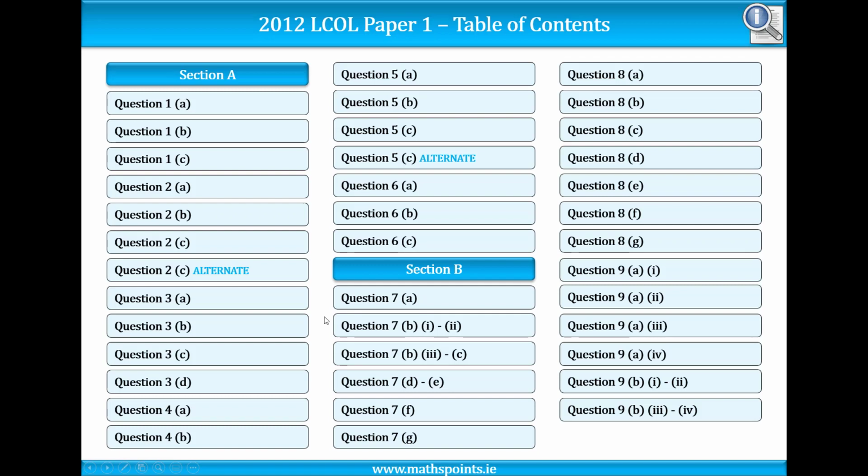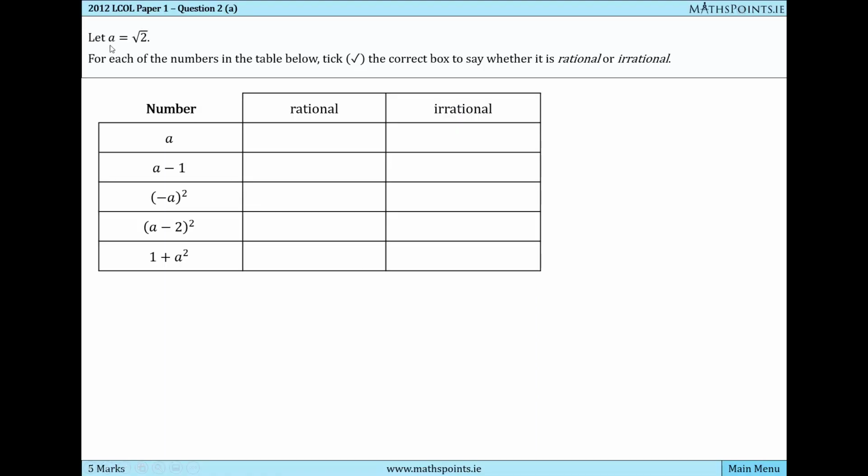Okay, so we're going to have a look at a number question from the 2012 Leaving Cert Ordinary Level Paper 1. The question gives us a value for a, root 2, and then it asks us whether each of these 5 expressions in terms of a is a rational or an irrational number.